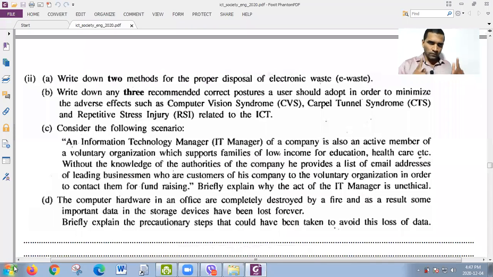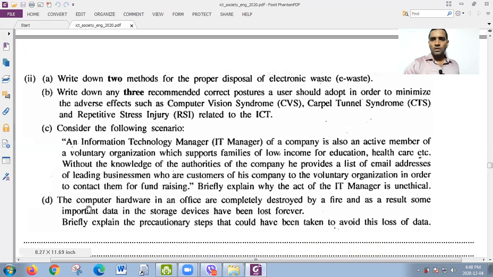Have you understood? First of all, understand the scenario, right? So there is an IT manager, he works in a company, he is also an active member in a voluntary organization. Now what he did was, he gave some email addresses of his company to some businessmen, because he wants some fundraising, some funds for the voluntary organization. Since he is a manager, he has customers. So without asking those customers, he gave the customers' email addresses to some businessmen who are customers of the IT company.